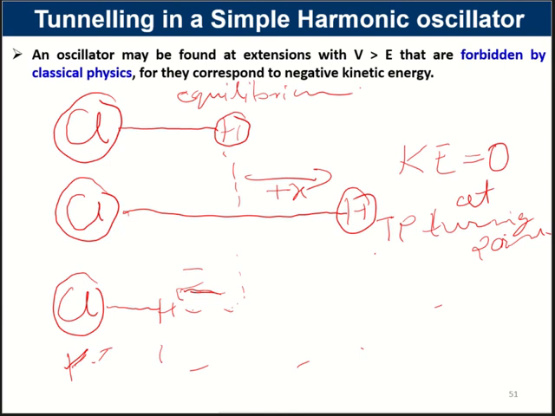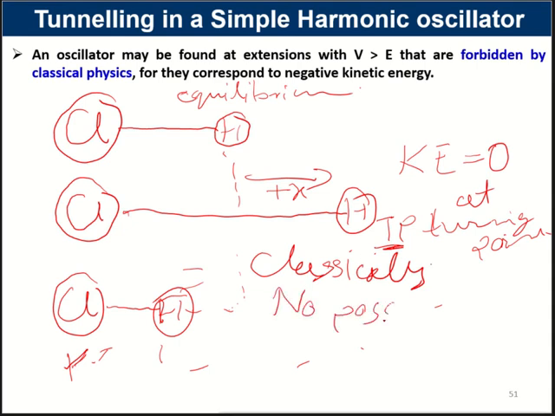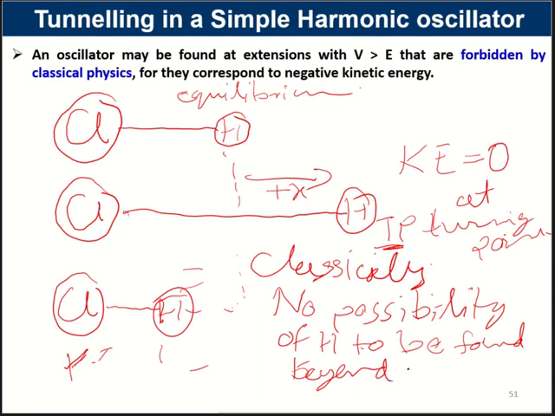So classically we have, if this is the turning point, classically also note one more thing what I am saying. Classically, no possibility of H to be found beyond the turning point, उसकी कोई पॉसिबिलिटी नहीं है क्लासिकली, ऐसा सोच ही नहीं सकते हम कभी.